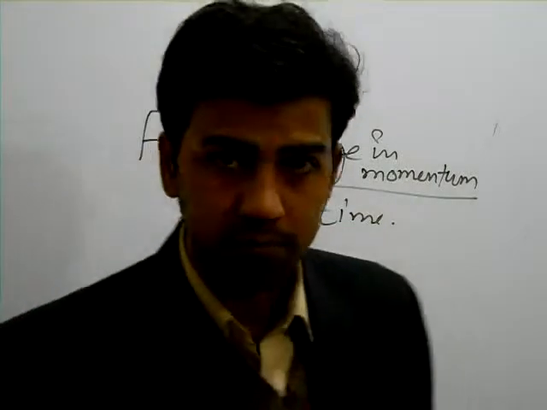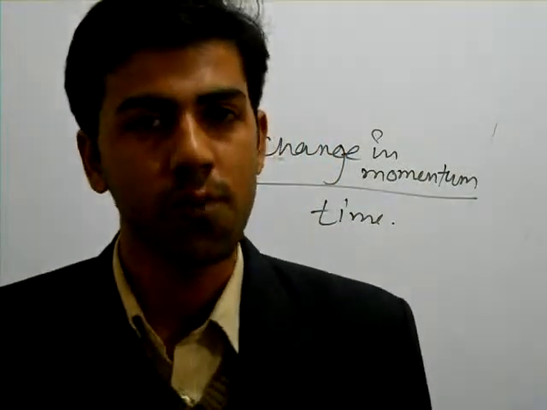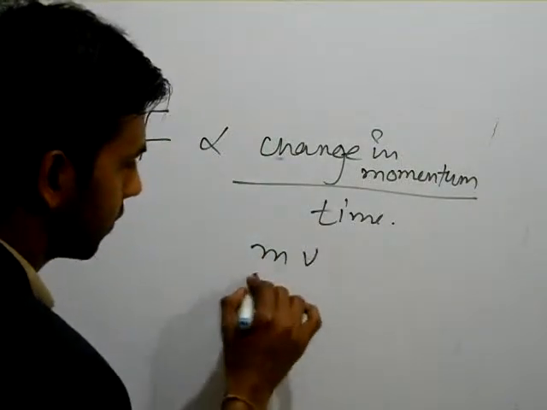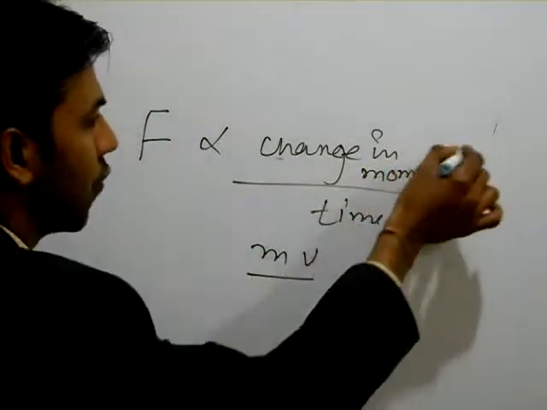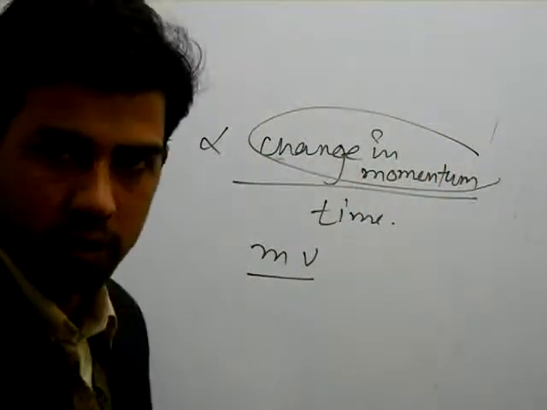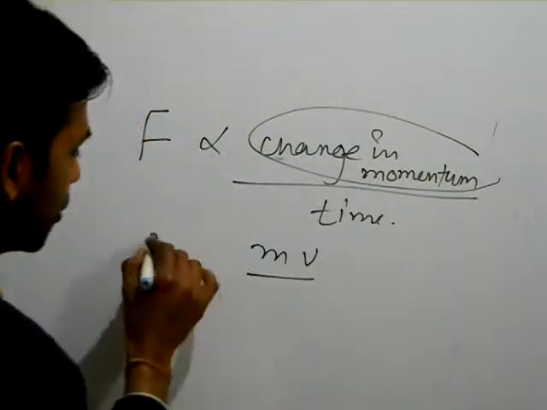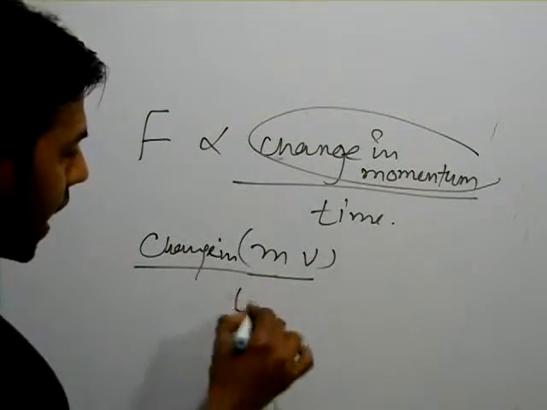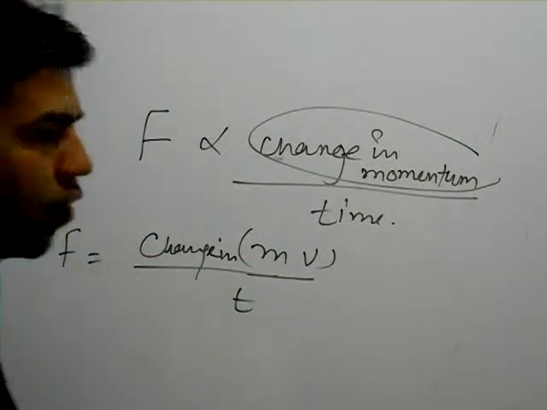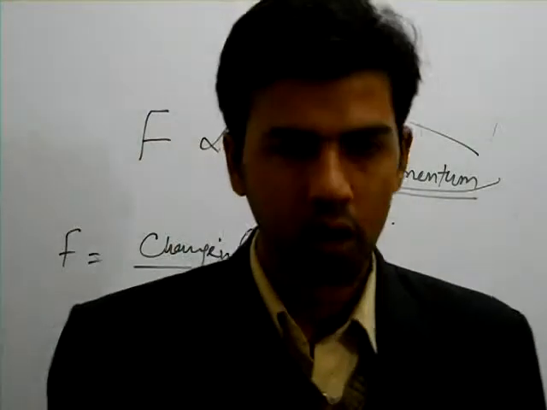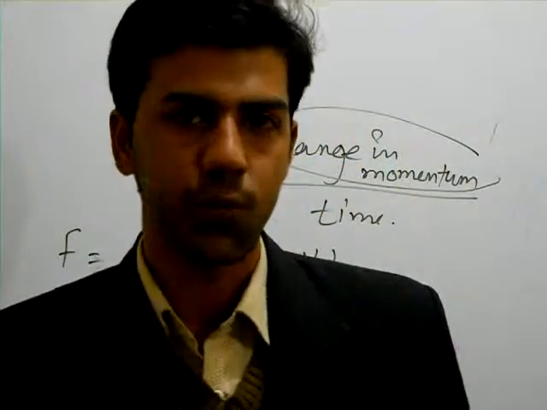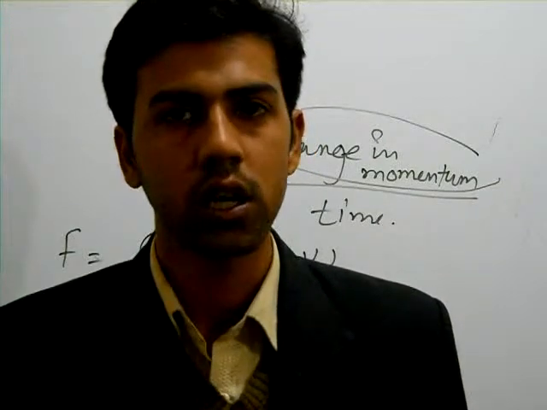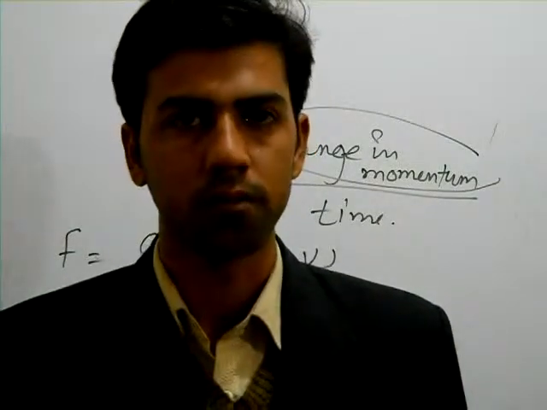Now what is momentum? Momentum is the product of mass and velocity, m into v. But what we are looking for is the change in momentum. So the change in the product mv upon time is our force. There are 2 cases possible here: one is that the mass is constant, the other is that the mass is variable.